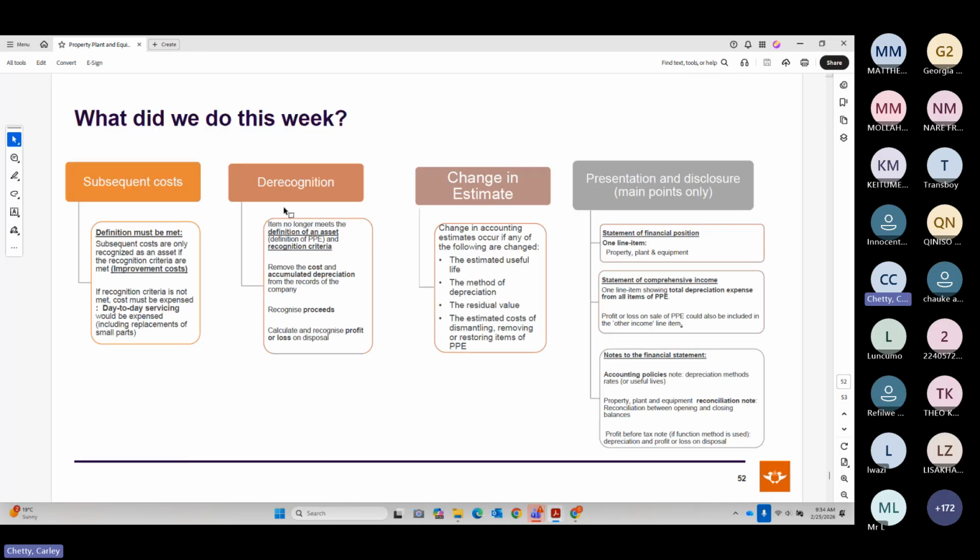Okay, so that is it, guys. This is just a recap. What did we do this week? We looked at subsequent costs and we looked at how to de-recognize an asset. And then we looked at how to do a change in estimate where we have a change in residual value and a change in useful life. And then we looked at presentation and disclosure.